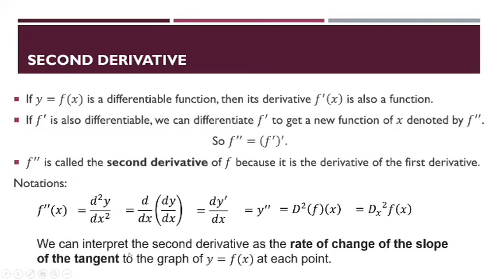So we can interpret the second derivative as the rate of change of the slope of the tangent to the graph of y is equal to f of x at each point. So each point na tinatraverse natin dun sa graph ng function, so nag-change yung slope. And that second derivative is the rate of change ng slope.